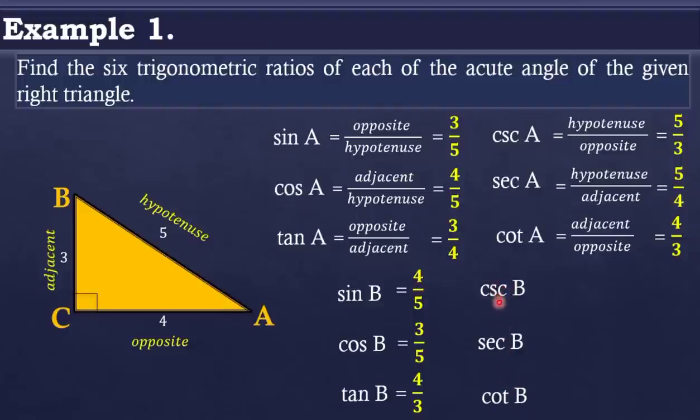And then, kukunin lang natin yung reciprocal nito. So, cosecant B, that is 5 over 4. For your secant B, that is 5 over 3. And for your cotangent B, that is 3/4.